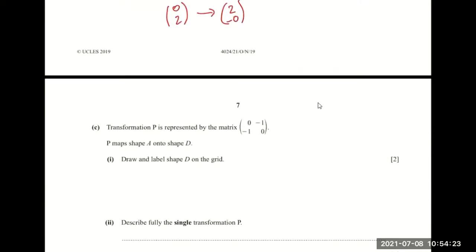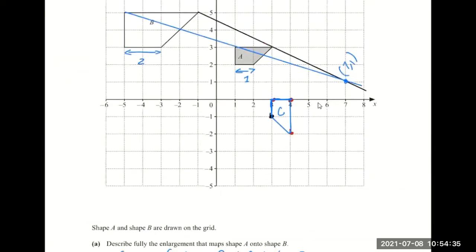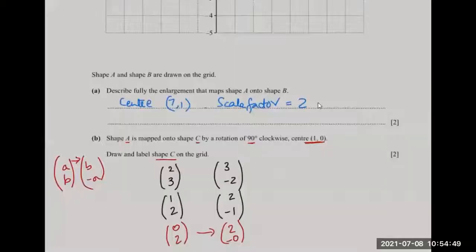Okay, then it says transformation P represented by the matrices P maps A onto D. Draw and label the triangle D. So I'm going to do my multiplication. A onto D. I need the coordinates of A. So I have 4 coordinates to look forward to. 1, 2, 2, 2, 3, 3, 2, 2, 2, 3, 3.